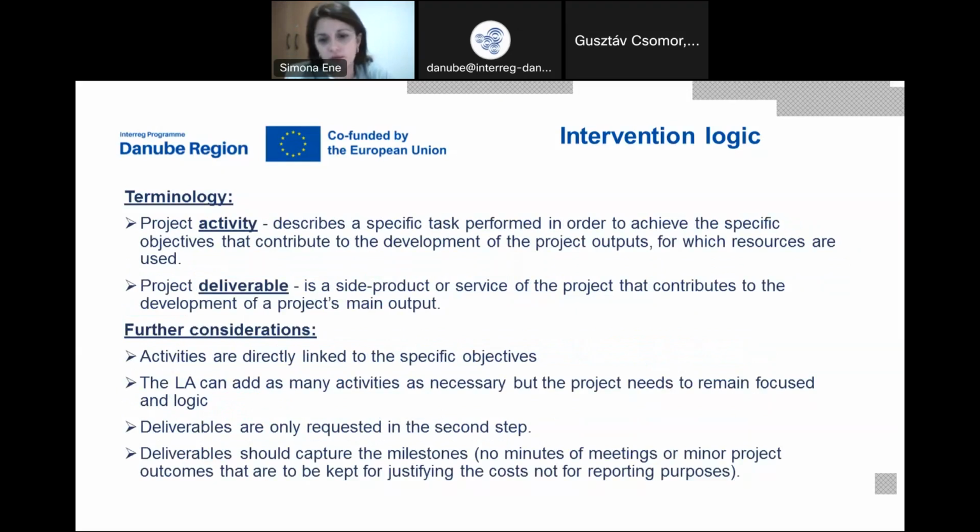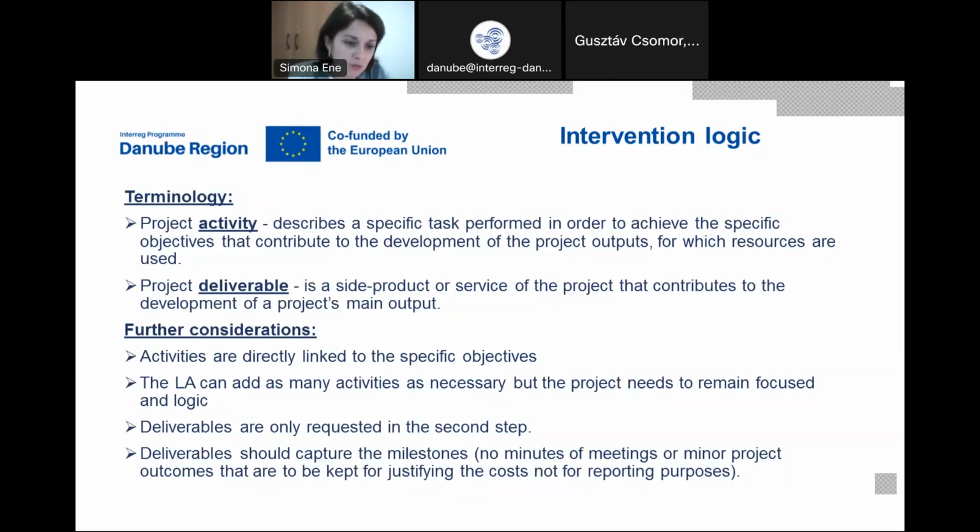The project activities and project deliverables are quite straightforward. An activity will always describe the specific task to be performed by the partners. Here we would like to ask that in the application form, each activity is described very clearly, and also the partners involved in the implementation of the activity should be named in the application form.